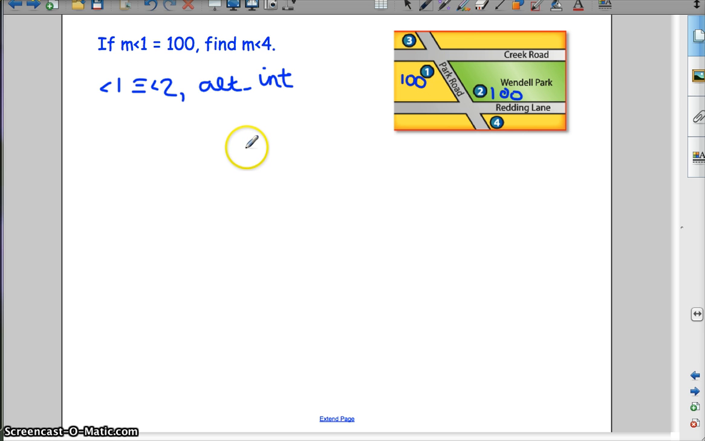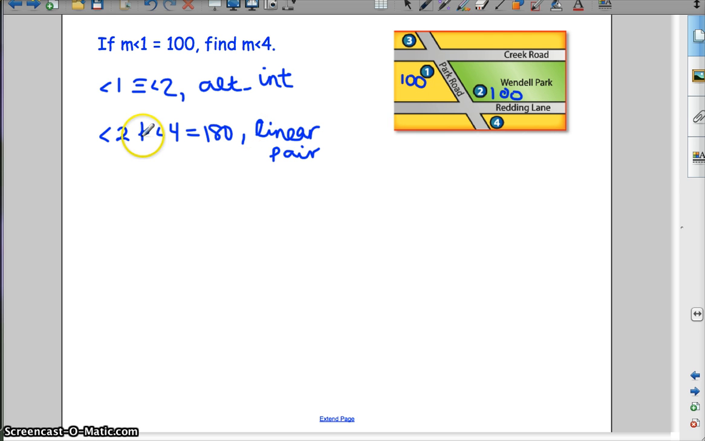And then from there, we can say that angle 2 plus angle 4 equals 180 because they are a linear pair. Again, this is from last chapter, so we need to know that. And a linear pair, anytime you put two angles together, equals 180. Remember when they share the same side and they form a straight line? Right here they're forming this Park Road. They are going to be 180.